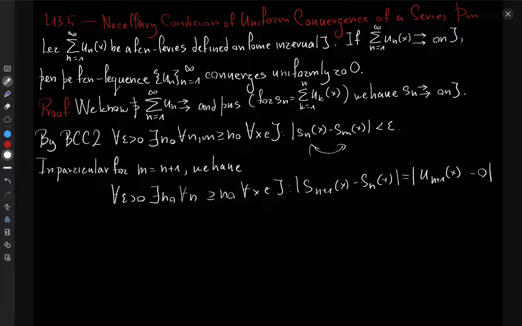And thus we have that un converges, it doesn't matter if there's n or n plus 1, un converges uniformly to 0, which is precisely what we wanted. And this one was a quickie.